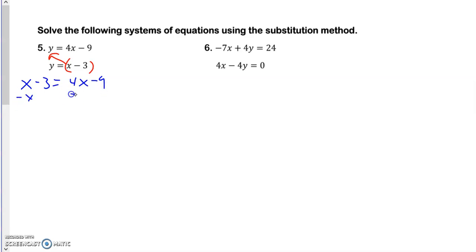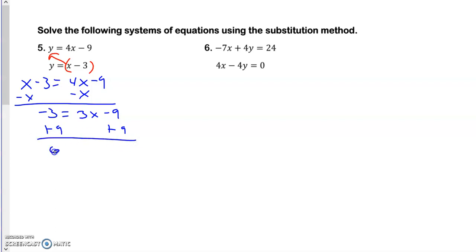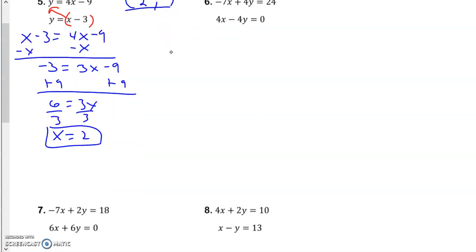I'm going to subtract x and I'm going to get -3 equals 3x minus 9. I'm going to add 9 to both sides. And I'm going to get 6 equals 3x, divide by 3, and x equals 2. I'm going to come over here and make an answer blank. I know x is the first one, so I'm going to put that there.